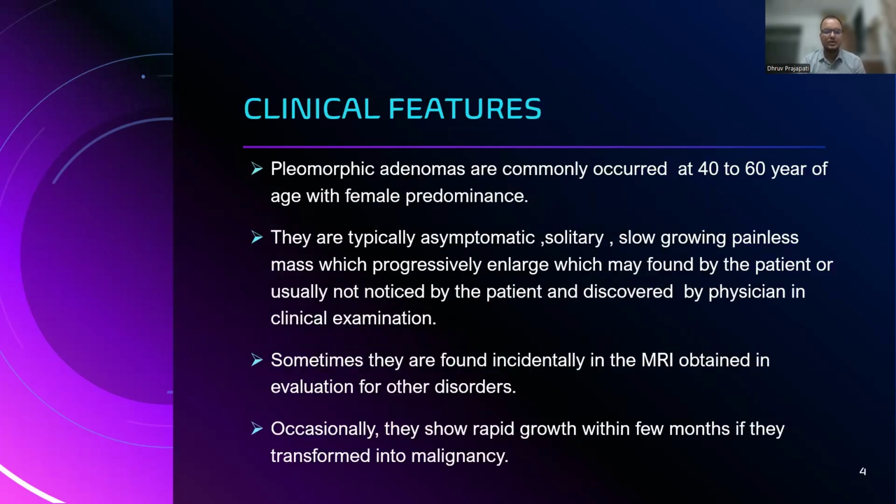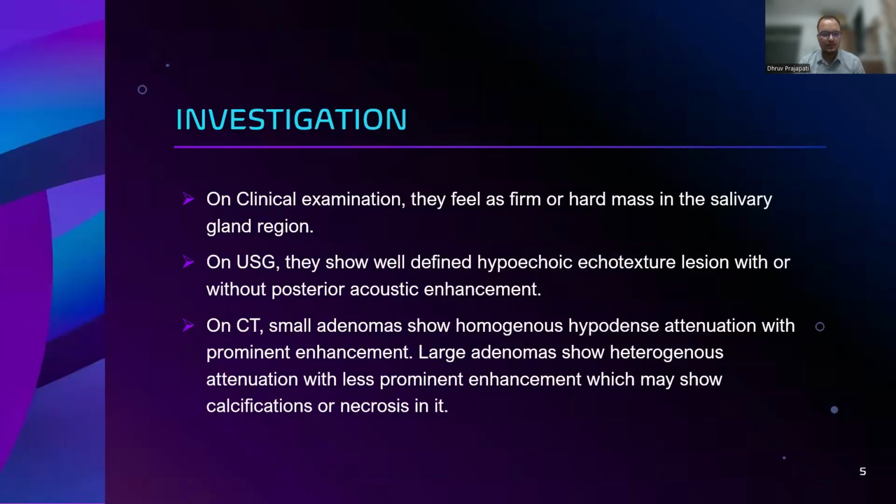Clinical features. Pleomorphic adenomas commonly occur at 40 to 60 years of age with female predominance. They are typically asymptomatic, solitary, slow-growing, painless masses which progressively enlarge. They may be found by the patient, but are usually not noticed by the patient and are discovered by the physician on clinical examination. Sometimes they are found incidentally on MRI obtained for evaluation of other disorders. Occasionally, they show rapid growth within a few months if they transform into malignancy.